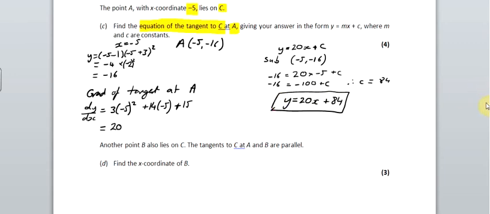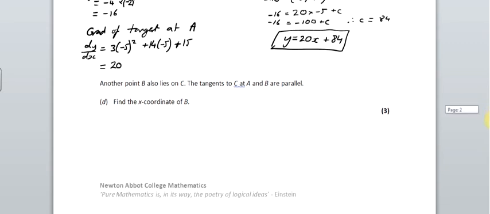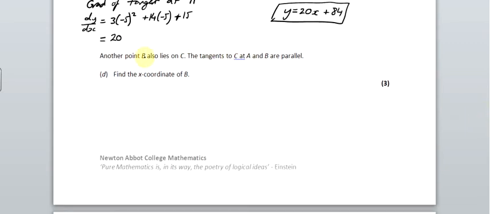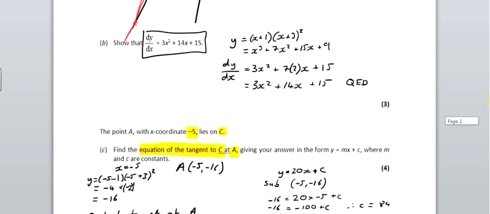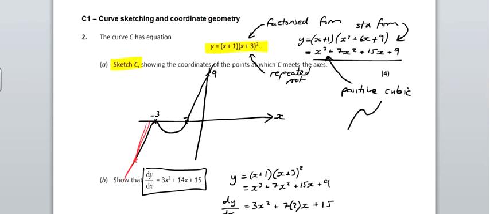Now, on to part D. There's another point on C. Will these points never end? The tangents to C at A and B are parallel. So let's go back to the graph and see if we can figure out where it is. Okay, so we've got this tangent down here, and another parallel tangent. Well, it can't be on here, it's going to have to be on here somewhere. So somewhere on this bit of line, there is a parallel tangent.